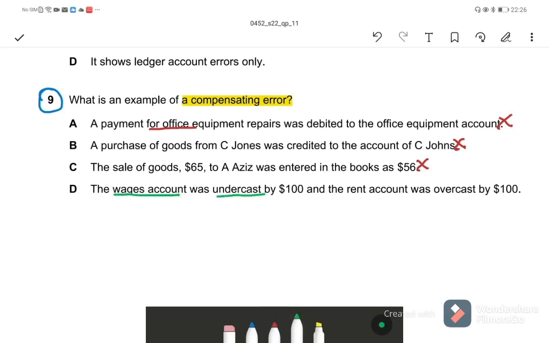The wages account was undercast, $100 undercast, and the rent account was overcast, 100. This is the compensating error. It means the wages account is $100 less. At the same time, the rent account by mistake is $100 overcast. So what was not entered in the wages account is compensated by this error of 100. The correct answer is option D.